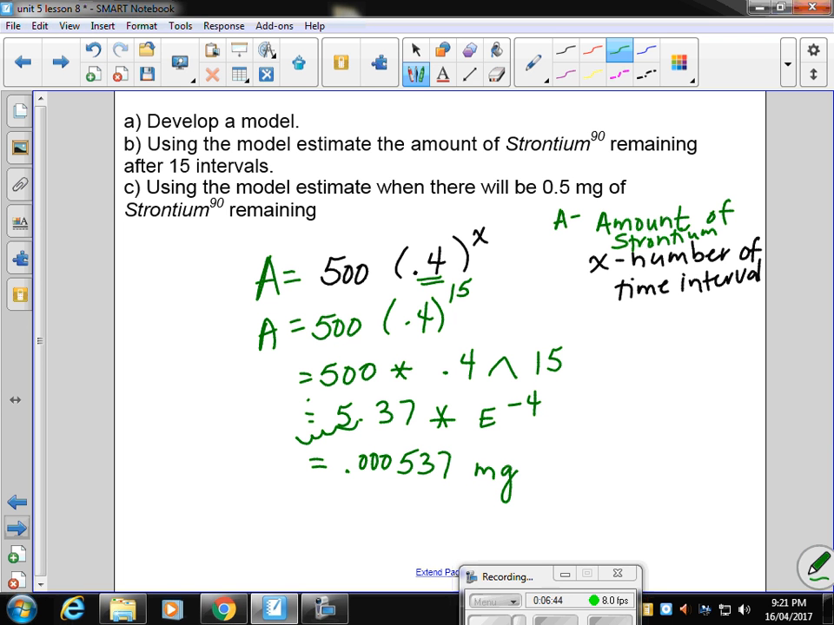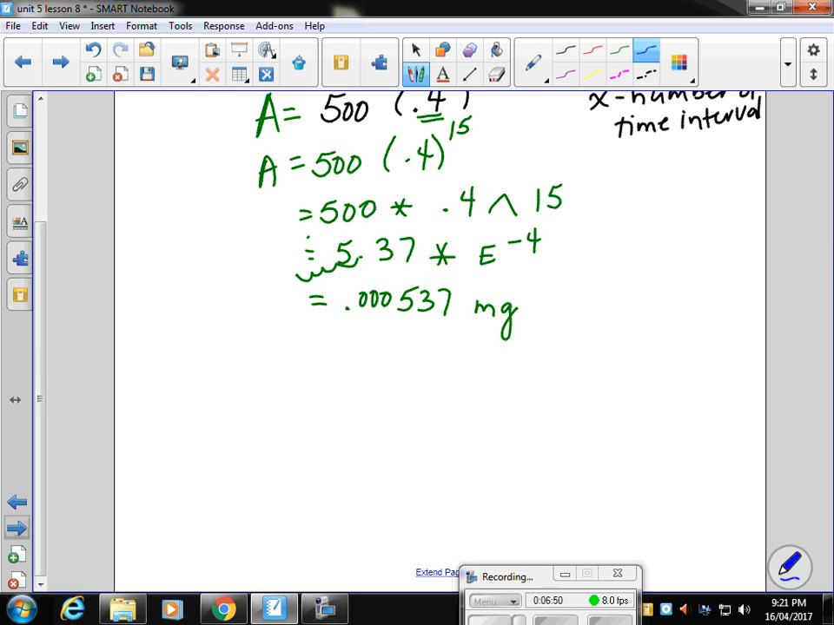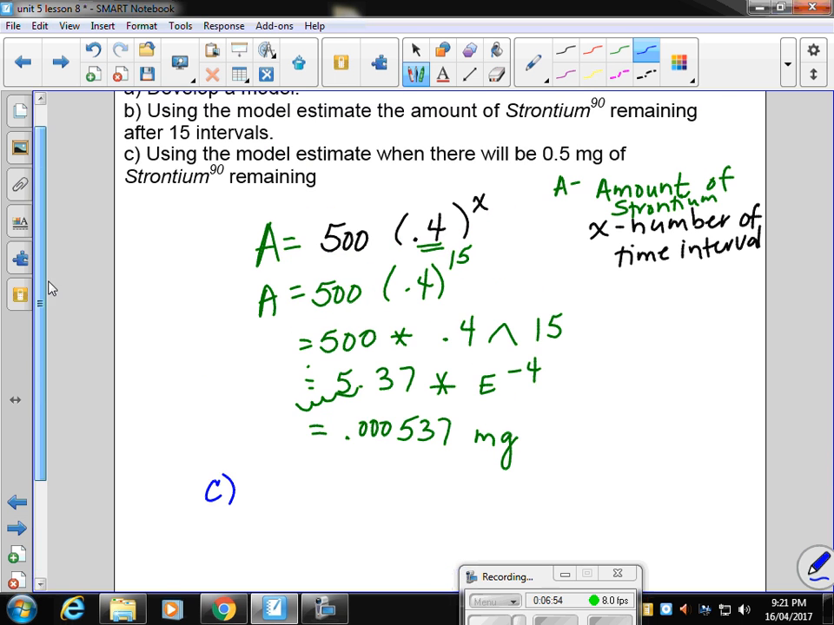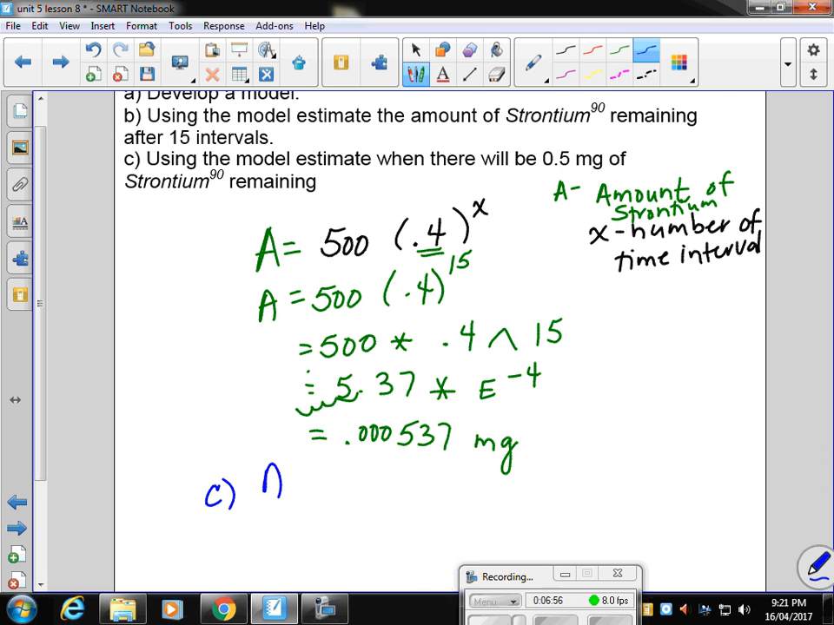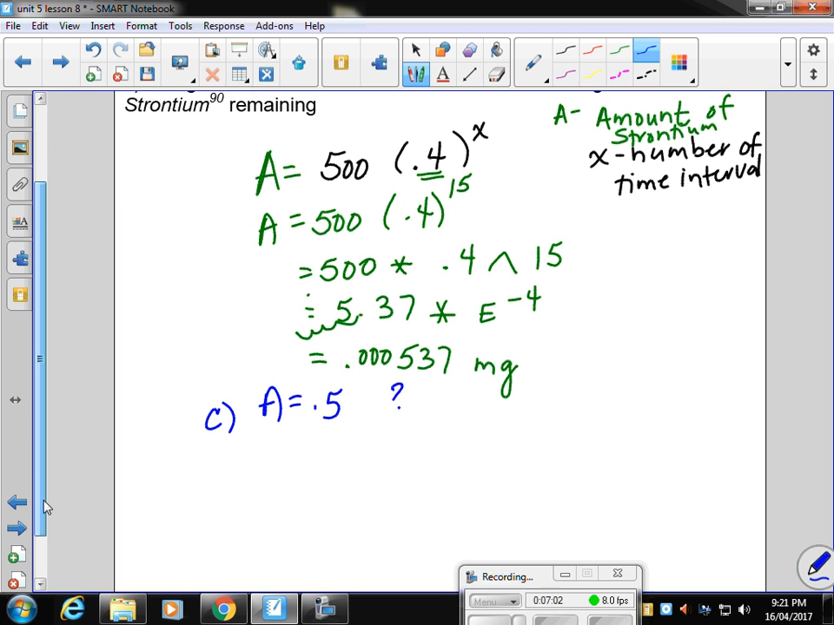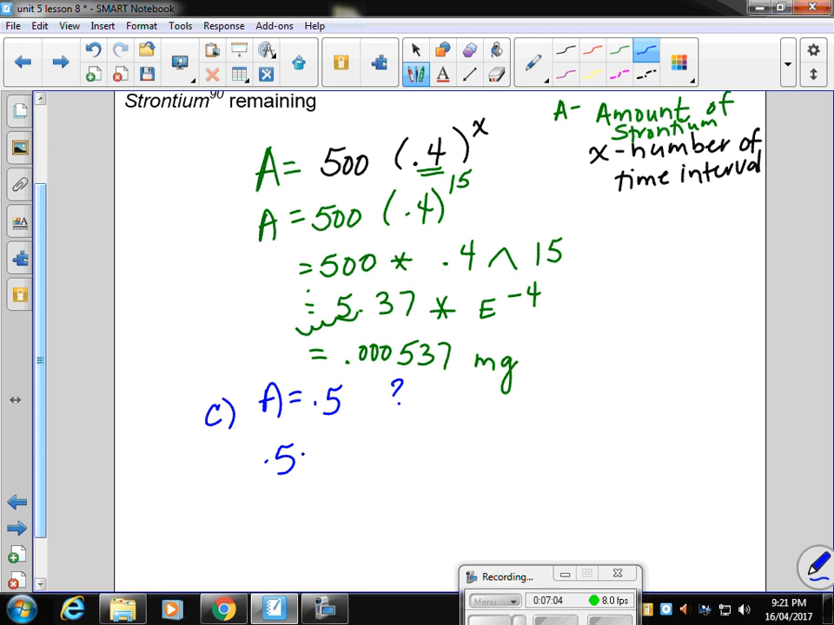Using the model, estimate when there will be 0.5 milligrams of strontium remaining. So it is asking us to answer the question, when is the amount 0.5? So we need to solve the problem. When is 0.5 equal to 500 times 0.4 to the x?